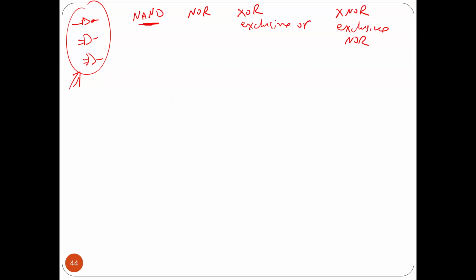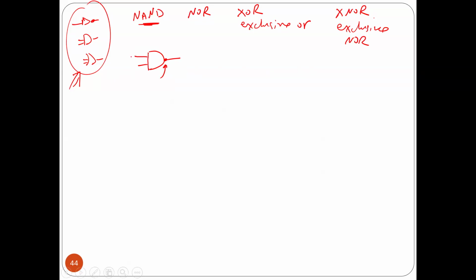What is the symbol, how does it look like? It's exactly similar to AND, but we have a bubble here. And this is always the rule. If you see a bubble, either at the output, or sometimes you put a bubble at the input, every time you see a bubble, this bubble means inverter.